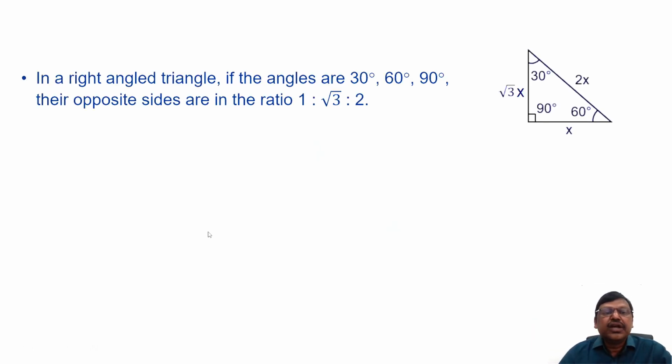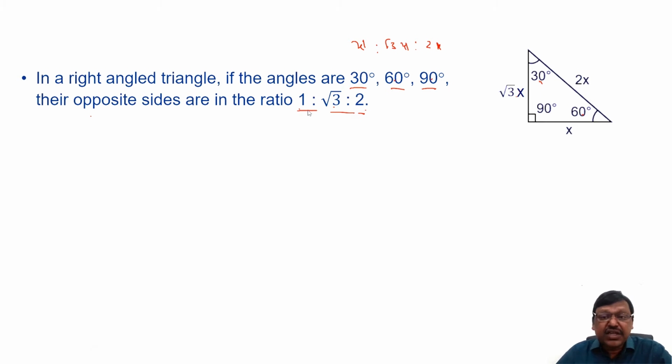Next, in a right angle triangle, there are two special cases. If the angles are 30 degrees, 60 degrees and 90 degrees, their opposite sides are in the ratio 1:√3:2. Opposite to 30 it is 1, opposite to 60 it is √3, opposite to 90 it is 2. You can check. Opposite to 30 we have x, opposite to 60 we have √3x, and opposite to 90 we have 2x. Is it not 1:√3:2?